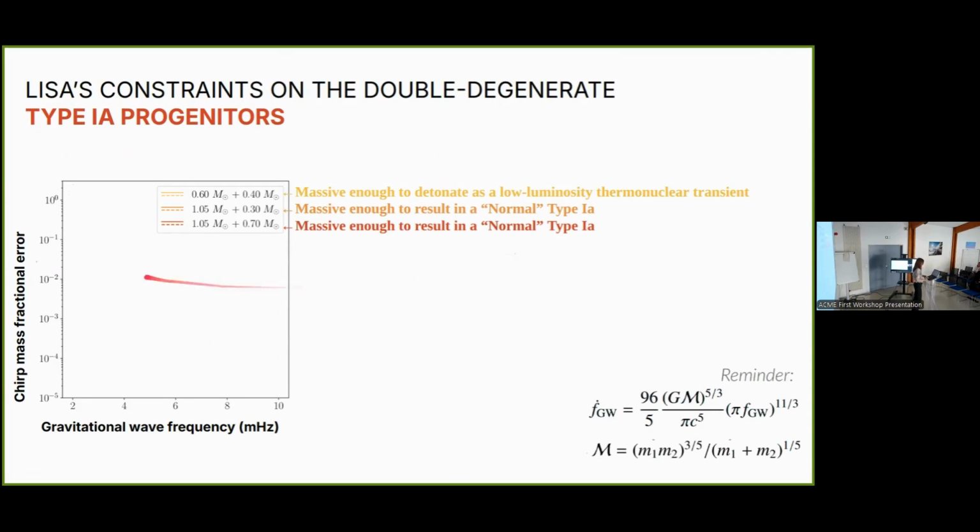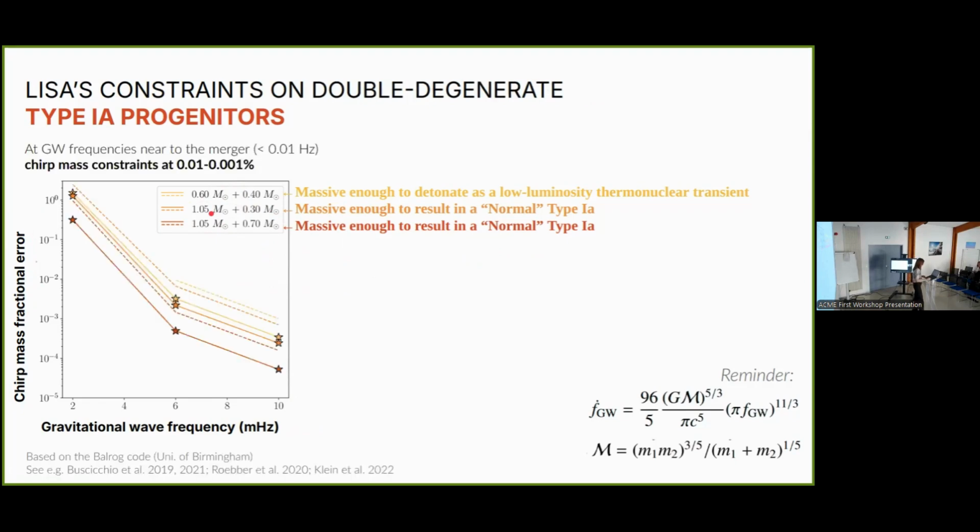So you have a fractional error on the chirp mass as a function of gravitational wave frequency. And again, I decided to show you three examples, carefully selected. The top yellow one is a binary in which the primary can explode as a thermonuclear transient, but is not massive enough to make a type 1a supernova. And the other two examples are where the primary is massive enough to result in a type 1a supernova. So let's see what we can measure with LISA.